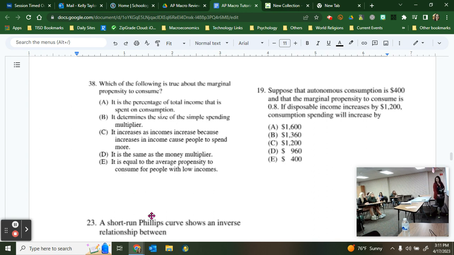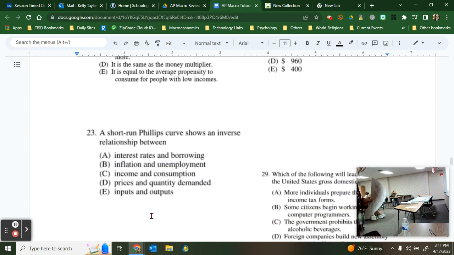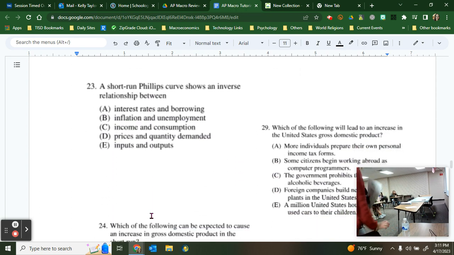Okay, hopefully no one got 23 wrong. 23 is what we consider a level 1 question. There's no thinking involved, it's just the axes. The short-run Phillips curve has a negative relationship, meaning it is downward sloping because of the x and y axis. On the y-axis is inflation, on the x-axis is unemployment.